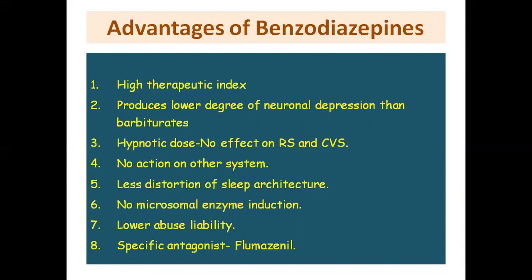And there is less distortion of sleep architecture that we have seen in barbiturates. The REM and NREM sleep cycle was disrupted, but we have not seen that with this group of drugs. And it doesn't have any microsomal enzyme induction. We have seen phenobarbital is an enzyme inducer, and there were so many interactions seen with that drug. So with benzodiazepines, there is no microsomal enzyme induction, so there are no drug interactions, and they have lower abuse liability. And the foremost important thing is that they even have a specific antagonist, flumazenil, which we can use for the treatment in case of poisoning. First, they have a higher therapeutic index, and if toxicity occurs also, we have a specific antagonist for the management of toxicity, that is flumazenil. And they have even lower abuse. So many advantages we have seen with the benzodiazepines compared to barbiturates.